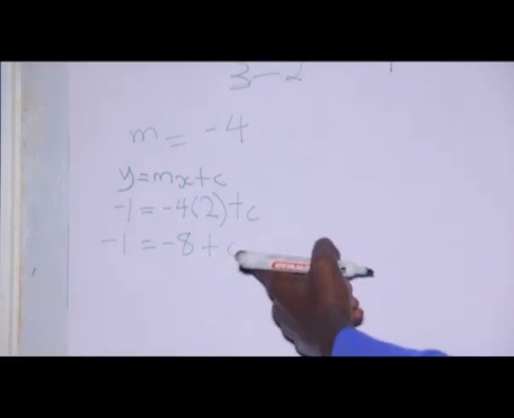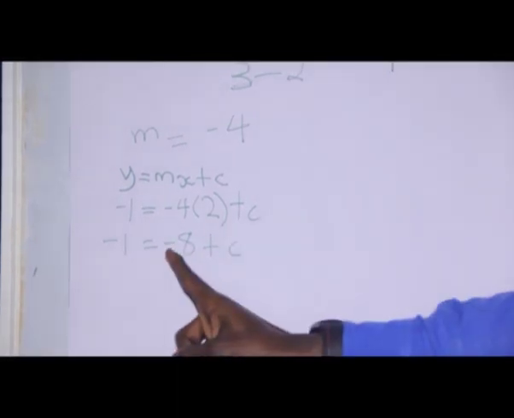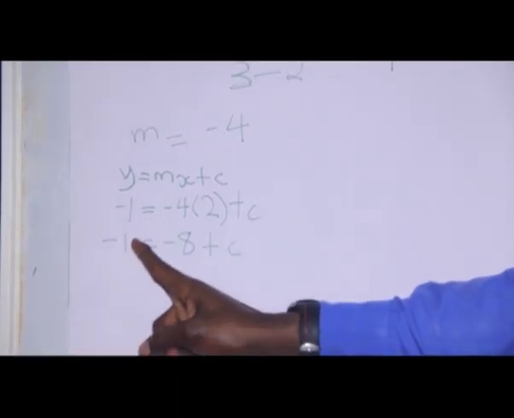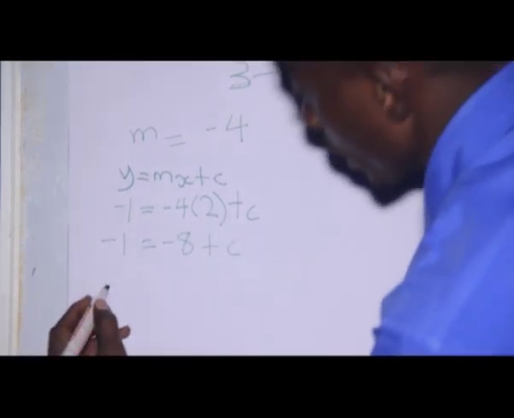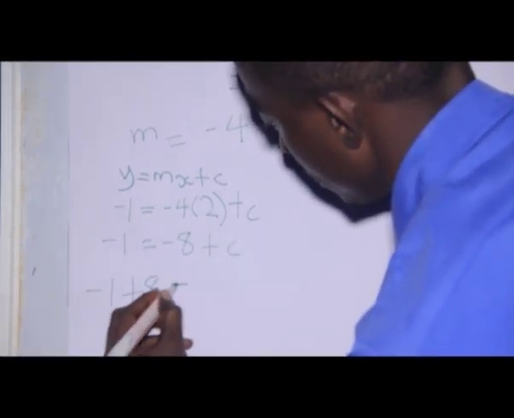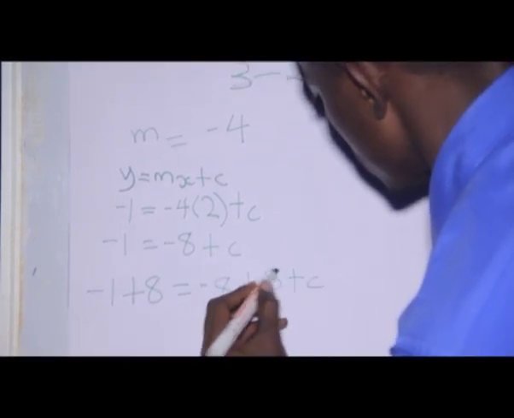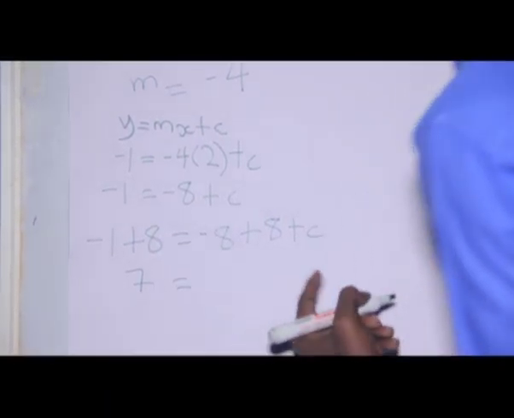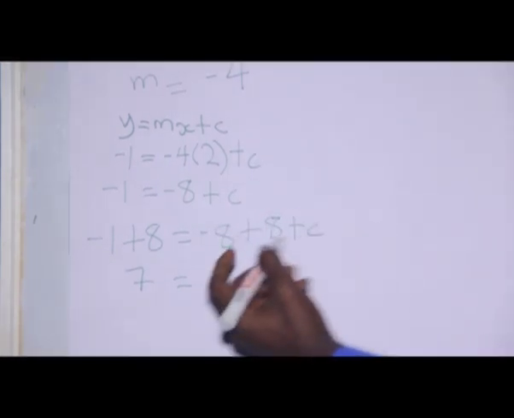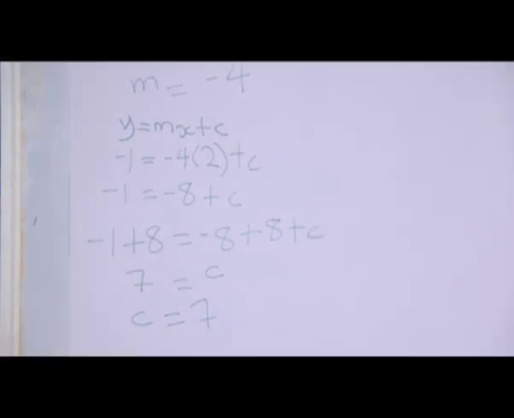If I want to remain with only c this side, what do I do? I take this 8 to the other side. The 8 here is a negative, and when it crosses the equal sign, it becomes a positive. So I transfer the 8 this side, or I can add 8 on both sides. I add -1 plus 8, and I also add 8 this side, -8 plus 8 plus c. So -1 plus 8 gives us 7, and -8 plus 8 gives us 0, so we remain with c. Meaning that our c in this case is going to be +7.